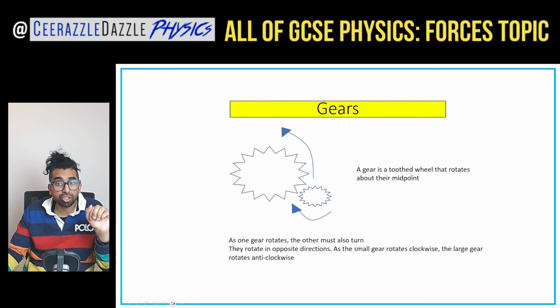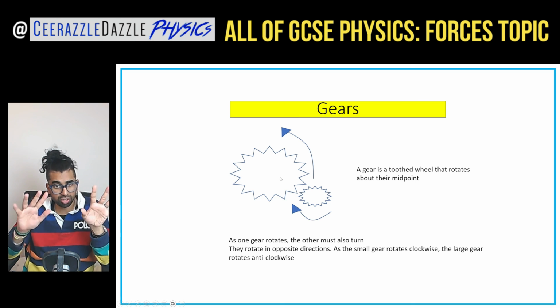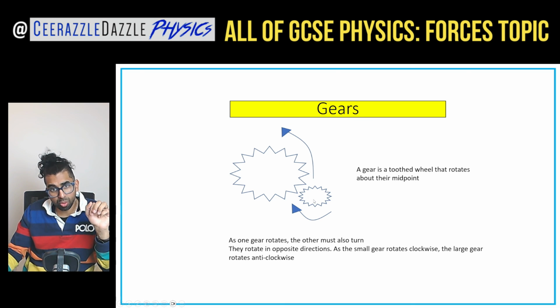Gears. A gear is a toothed wheel that rotates about its midpoint. So look, we've got two gears, they're round, they've got loads of teeth around them. And look, the small one is connected to the large one over here. We can see that as the small one rotates clockwise, the other one rotates anti-clockwise.